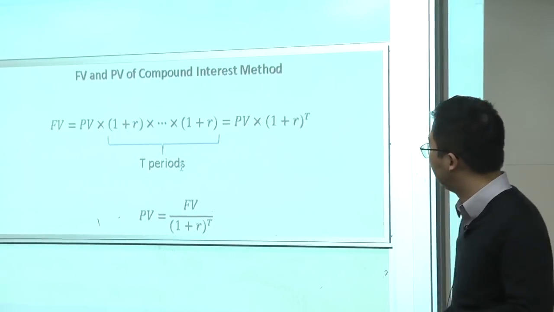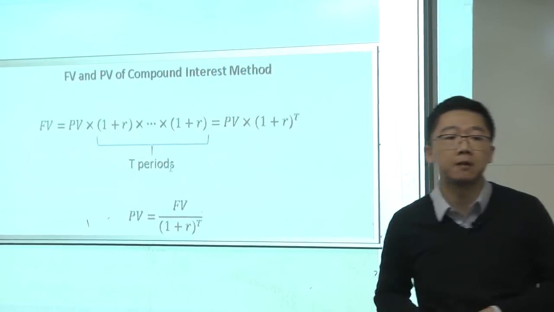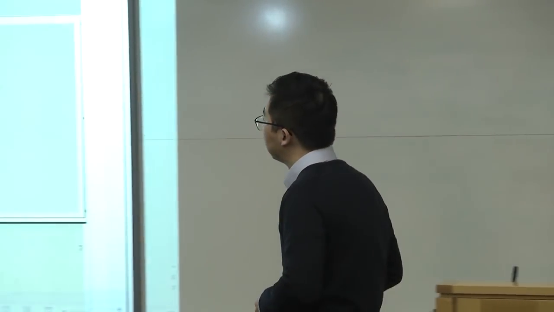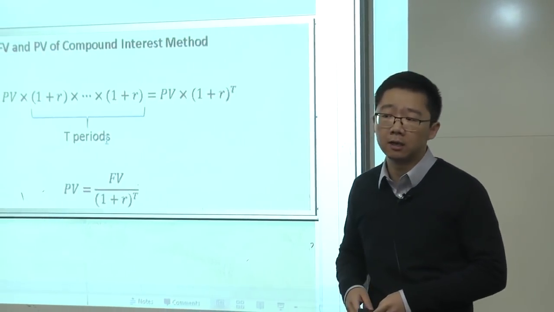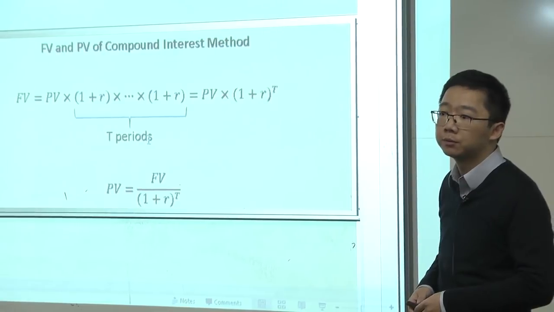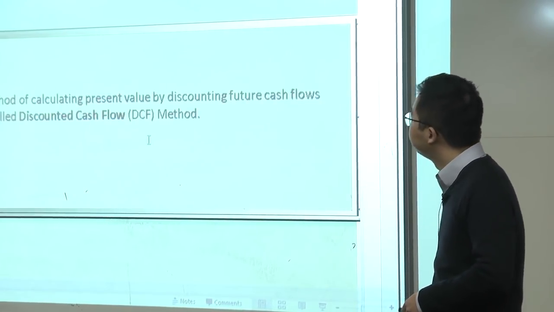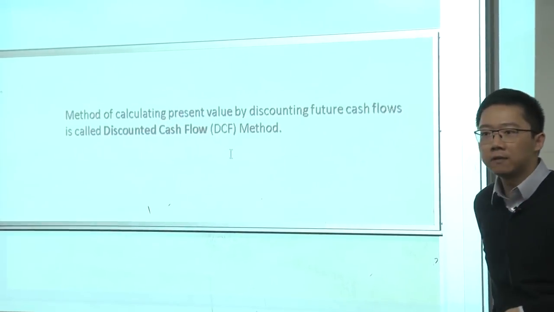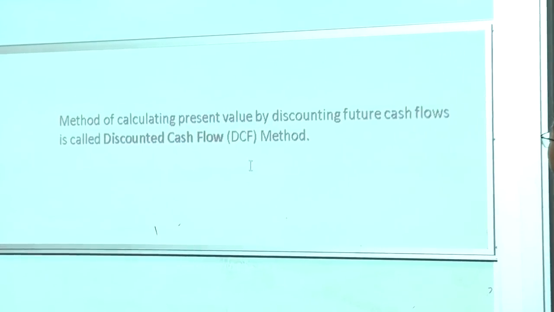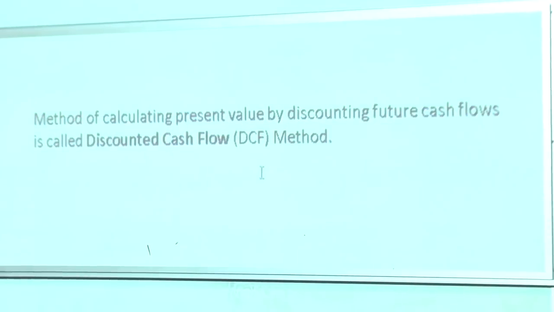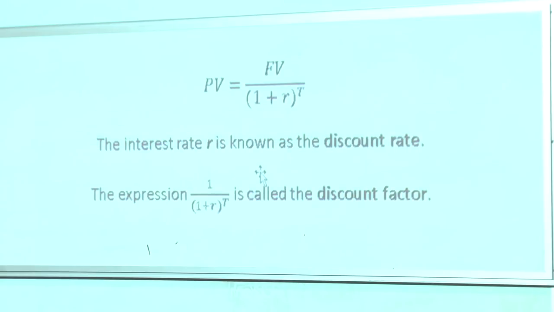And present value is just the future value divided by 1 plus r to the power of t. Okay, those are the two very basic formulas or equations we learned, starting from chapter 5. All right. What do we call this method? We call it the discounted cash flow method. The cash flows are discounted or compounded along the timeline, right?